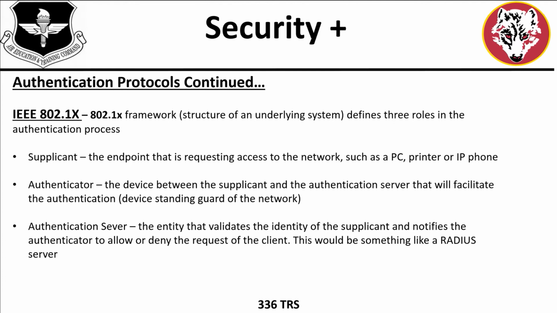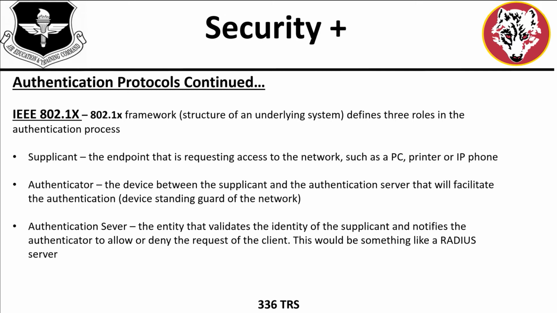Then we have the authenticator, where the supplicant first talks to the authenticator, which is the device between the supplicant and the authentication server that will facilitate the authentication. So it is the device standing guard of the network. If I want to get access to the network, the supplicant has to talk to the authenticator. Then the supplicant passes on its credentials to the authenticator.